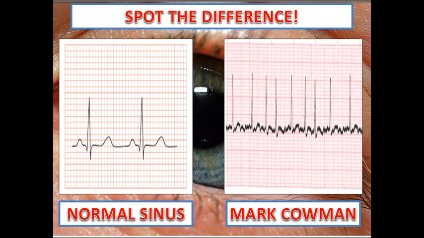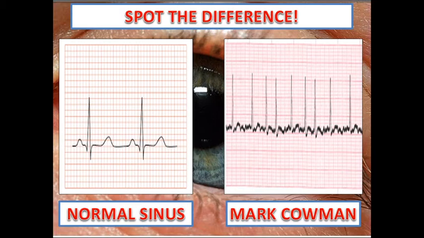Okie doke. Now, if I look at Mark's, the only thing I can see which looks normal is the QRS. The QRS, the ventricle contraction part of it, looks absolutely normal. I cannot make out a clear P wave for atrial contraction. I cannot make out a clear T wave to show ventricular diastole. So the issue here is never going to be the T wave, it's never going to be the diastole.